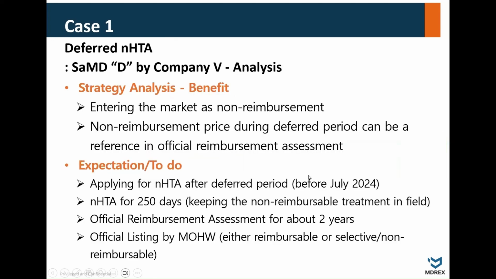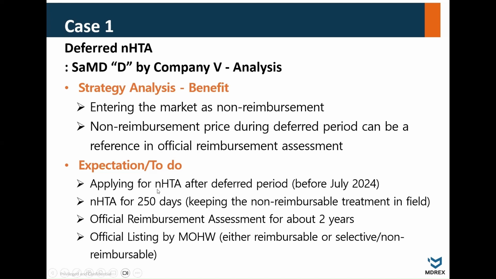This track allowed company V to actually enter the market very quickly, right after the deferred assessment application is accepted. That will be the biggest benefit the company enjoyed. Also, the non-reimbursable price can remain as a reference when HIRA determines the reimbursement type and price. So what's left for them?